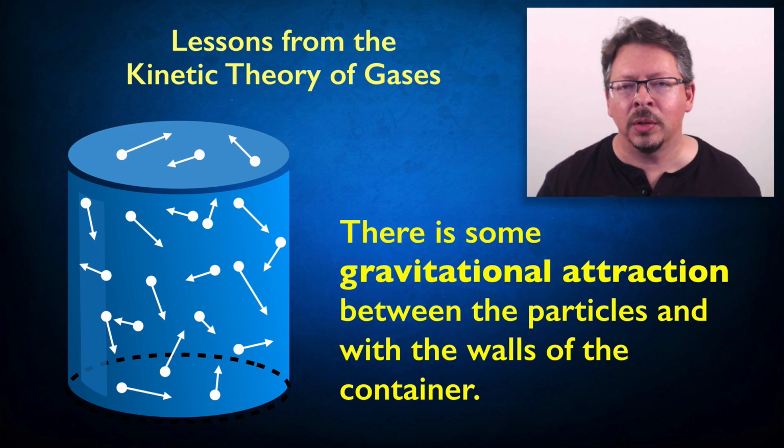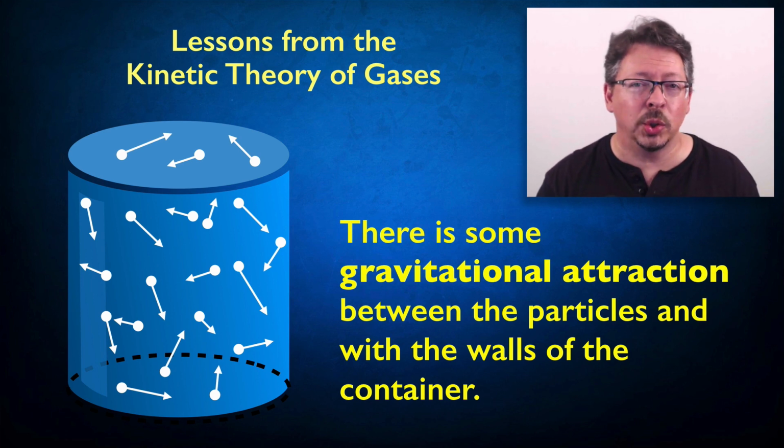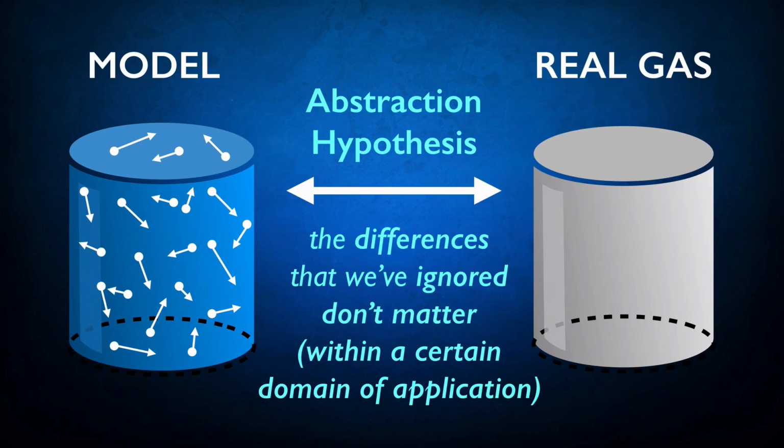Does the empirical success of the model give us reason to think that these assumptions are actually true? No, we have a better way of analyzing this now. The success of the model is explained by the fact that the differences that we just noted, the differences between the properties of the particles in the model and the properties of actual gas molecules, don't matter to our reasoning within a certain domain of application. Our model abstracts away the differences that don't make a difference.